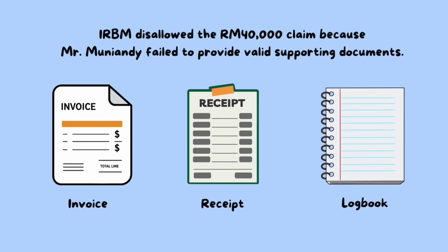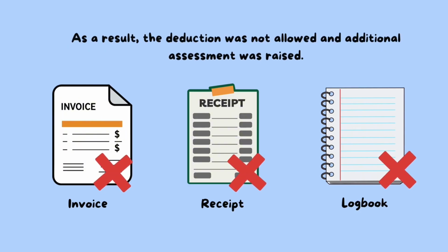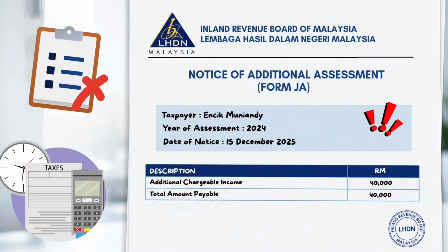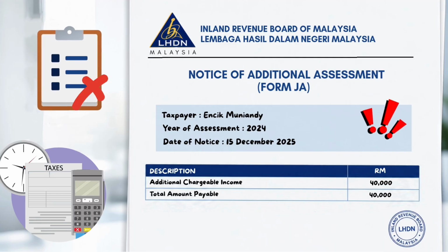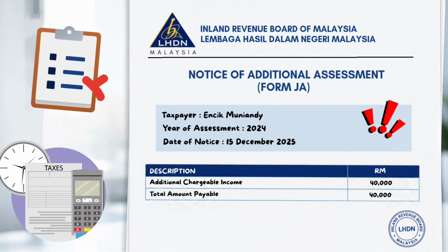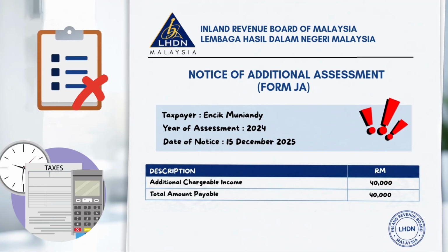IRBM disallowed the RM40,000 claim because Mr. Muniandi failed to provide valid supporting documents. As a result, the deduction was not allowed and additional assessment was raised. On 15th December 2025, IRBM issued a Notice of Additional Assessment, commonly known as Form JA, informing Encik Muniandi that additional tax had been assessed following the tax audit.